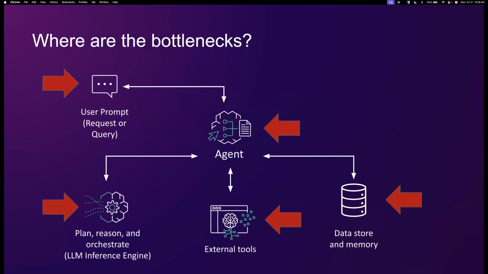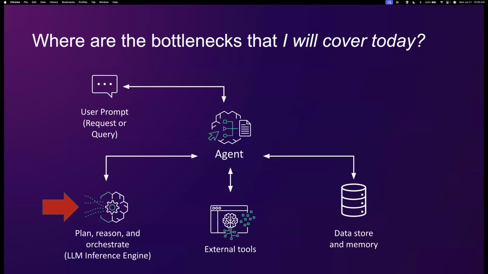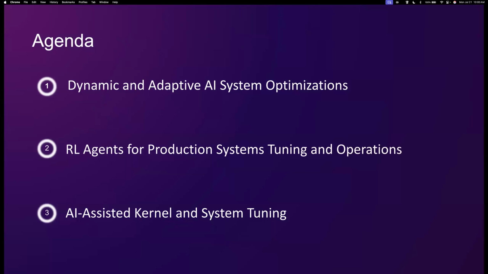So if you look at an agent-based system, where you have these agents, external tool calling, and data stores, there's also the inference engine, and that's the part that's actually doing the reasoning, doing some of the orchestration. It's also doing the planning to actually satisfy what these agents are trying to do. And so that all comes down to inference. That's where this talk, and pretty much all of my talks going forward, will be focused.